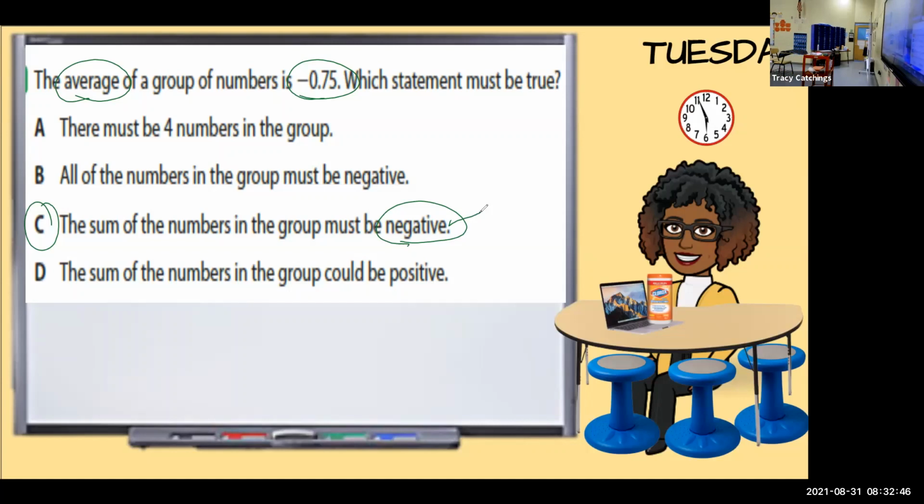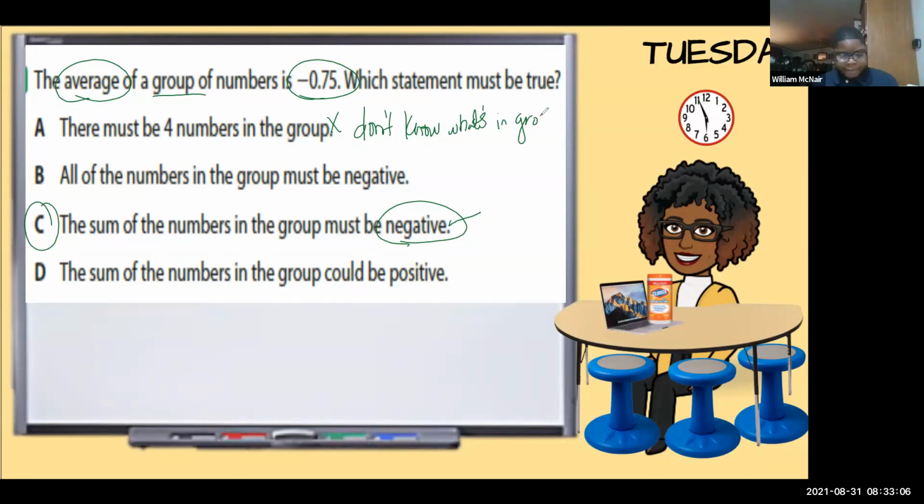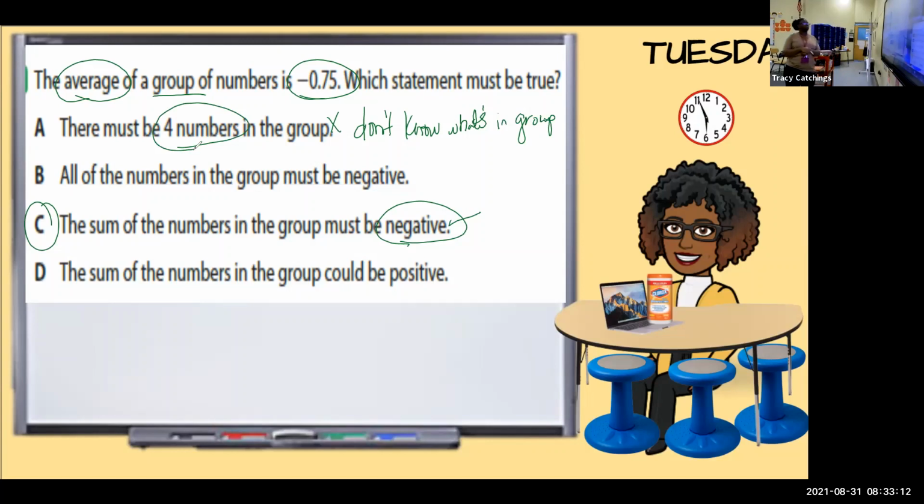A said there must be 4 numbers in the group. Can we identify how many numbers was in the group? 3. Did they tell us 3? No, they didn't tell us. They didn't tell us what was in that group. So no, we don't know how many numbers are in the group. All right, B said all the numbers in the group must be negative. So if we get a negative answer, does that mean all the values had to be negative? No. Some could have been positive.